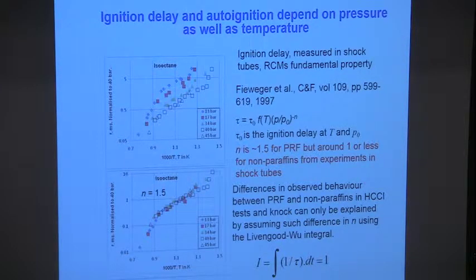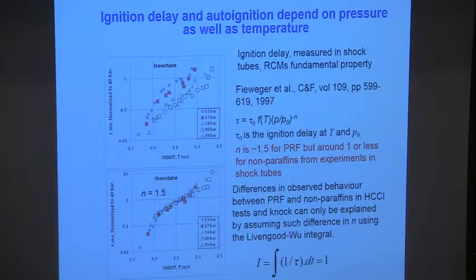So what does this mean? It means that if you have a primary reference fuel, which is the isooctane-heptane mixture, and you compare it at the same temperature as this gasoline, for instance with an n of 1, and you double the pressure, for the PRF mixture the ignition delay will come down by, say, 2 raised to 1.5. Whereas for the gasoline, it will come down by a factor of just 2 raised to 1, if n is equal to 1.